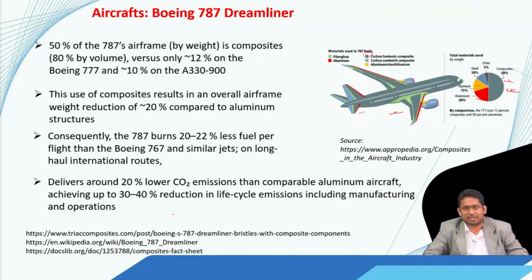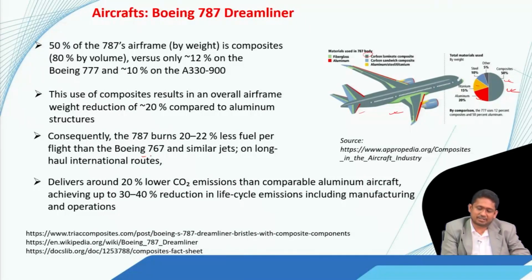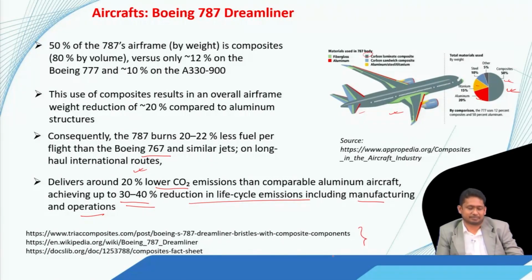Composite helps in weight reduction by around 20%. Because of less weight, it burns less fuel. It burns around 20 to 22% less fuel as compared to the Boeing 767 and other jets used for long haul routes. Because of using less fuel, it emits less CO2, around 20% lower CO2 emission, and finally it achieves around 30 to 40% reduction in life cycle emission, including manufacturing and operation. More details can be found here.